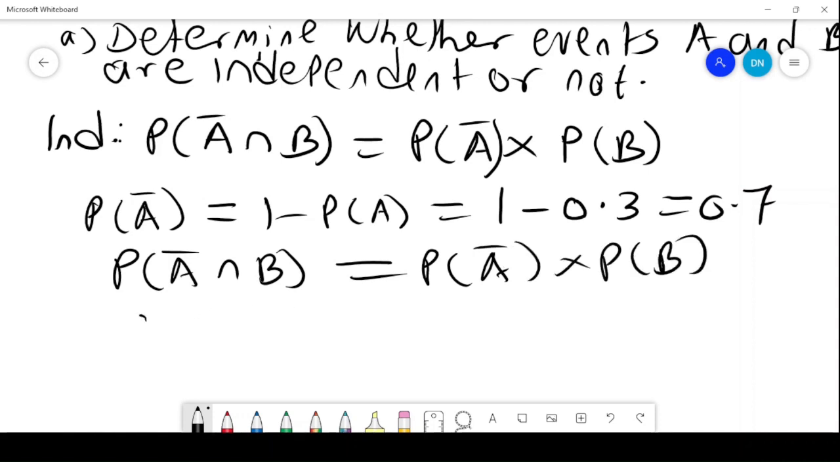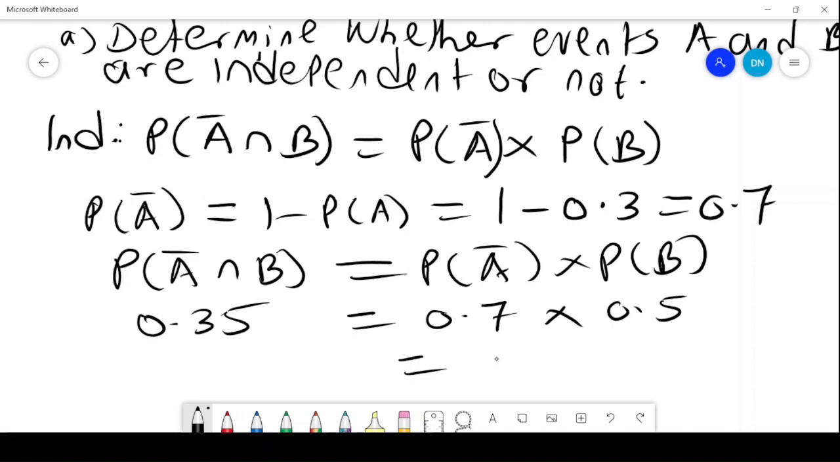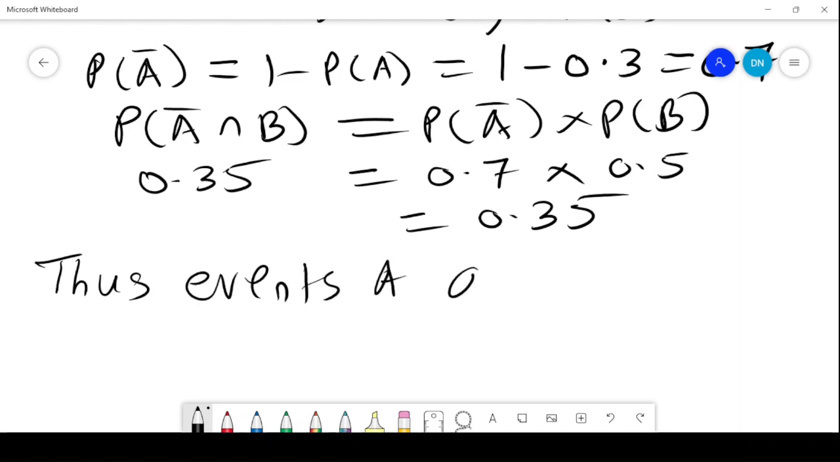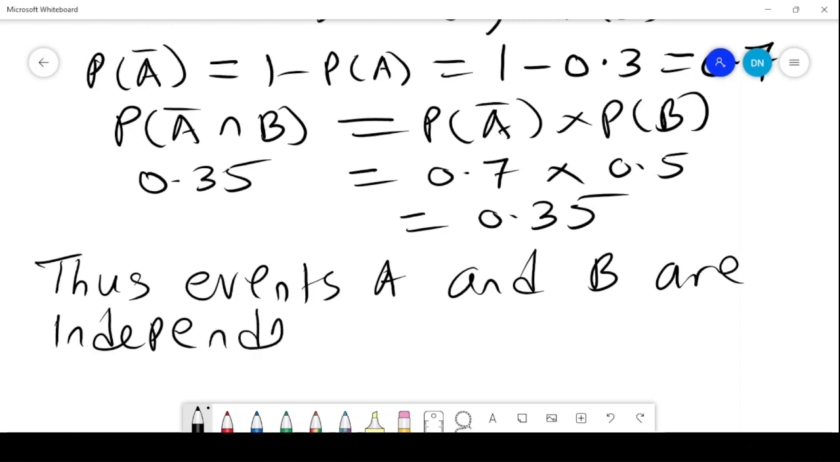And from what we have been given, we are told this is 0.35 and this is 0.7 times 0.5 and this is 0.35. So because that is true, then it's very easy to tell that the two events are independent of each other. So we can comfortably say that events A and B are independent. So that's something we want to keep in mind as we calculate the probabilities.